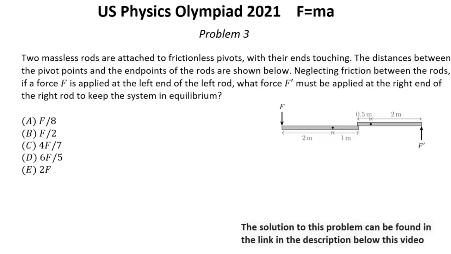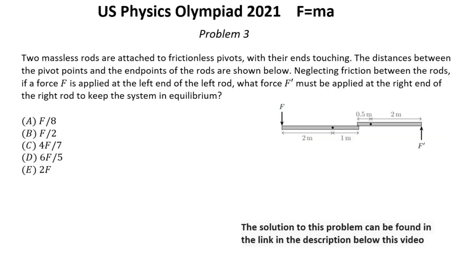Problem number 3. Two massless rods are attached to frictionless pivots with their ends touching. The distances between the pivot points and the end points of the rods are shown below. Neglecting friction between the rods, if a force big F is applied at the left end of the left rod, what force F prime must be applied at the right end of the right rod to keep the system in equilibrium? Solution for problem number 3.